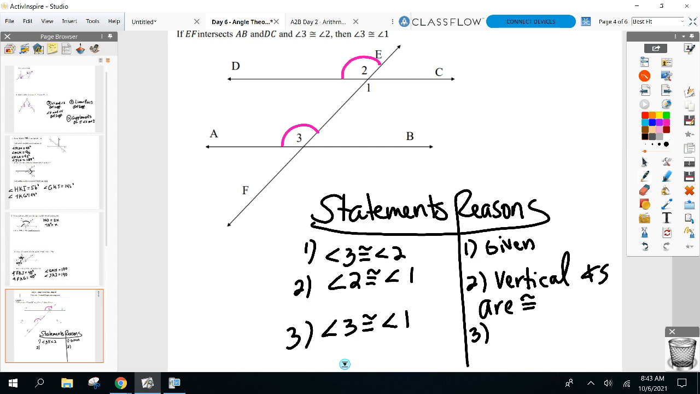3 equals 2, 2 equals 1. Here you go, Maddie. Plug it in, aka substitution. Everyone, this is substitution, right? Both 3 and 1 are equal to 2, so they're equal to each other. That's substitution. Again, substitution 2 at a time. You got to pick 2 equals at a time. Are we okay? Why that substitution?